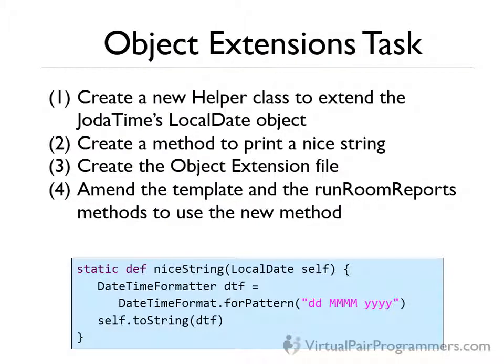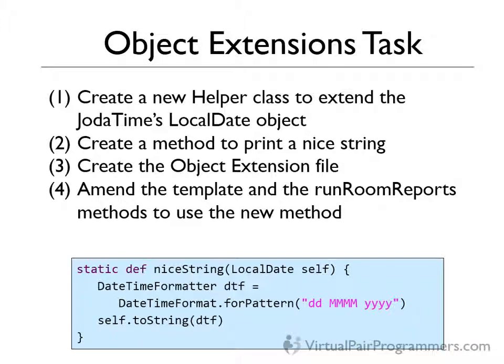So what I would like us to do is to create a new helper class to extend the Joda Time local date object to give us a nice way of printing out the date. Now, I've put on the bottom of the screen here the code that you'll need to create the date in a nice format. This will give us the day, the month in full, and then the year. It's a little bit more readable. So I'd like you to create a method to print a nice format of the local date. I've called the method niceString.